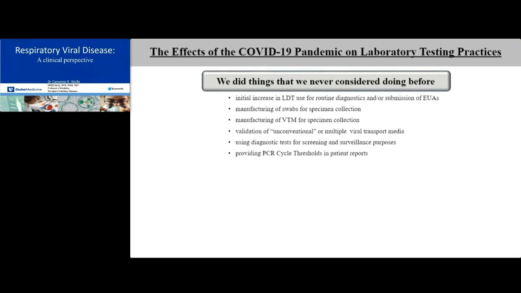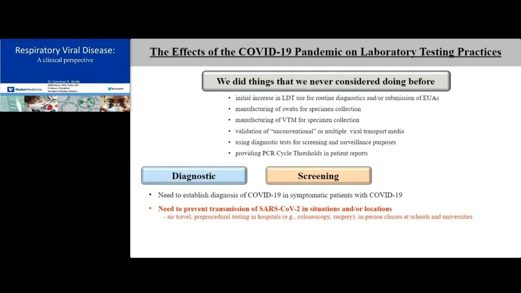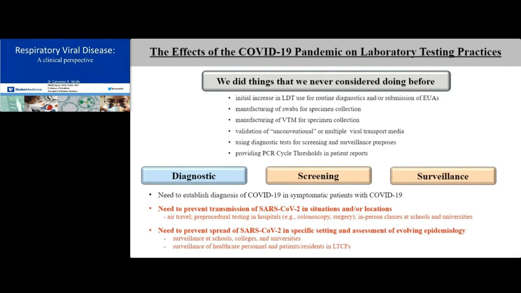Aside from performing testing for diagnostic purposes, many of the laboratories used SARS-CoV-2 testing to screen patients or used the test for general disease surveillance, despite the fact that these lab tests were not approved for such purposes, as evident from the respective emergency use authorizations for these tests. Rapid molecular tests and other molecular tests, as well as rapid antigen detection tests, were widely used for screening and surveillance.